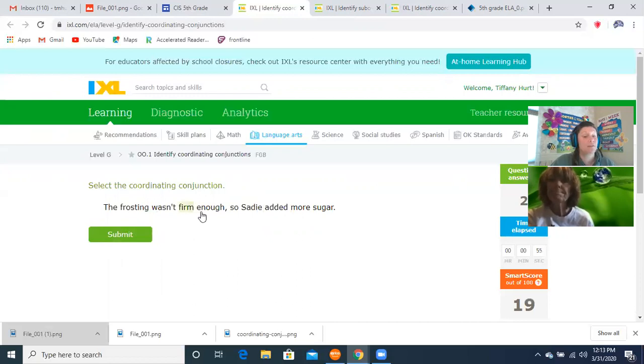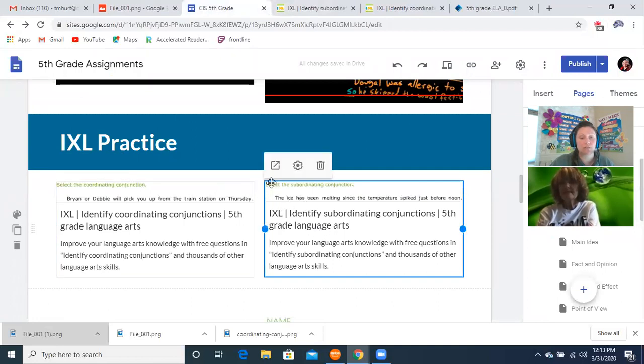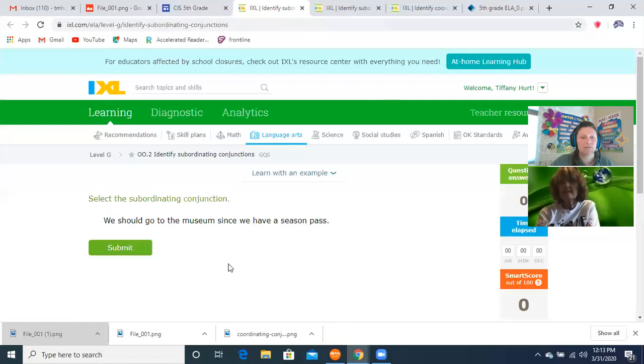The frosting wasn't firm enough, so Sadie added more sugar. And the coordinating conjunction is "so." All right, go ahead. Do polar bears live in Antarctica or the Arctic? "Or" would be the coordinating conjunction. Good. Okay, so that's a pretty good example of coordinating conjunctions. You get the idea, and you should be able to do this one by yourself. Right. So let's go to the subordinating conjunctions, and let's identify a few of those.